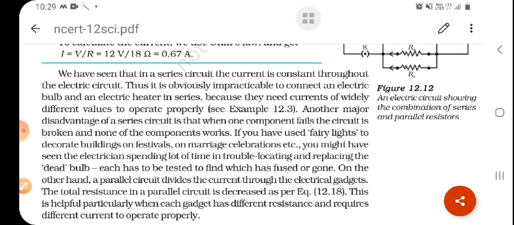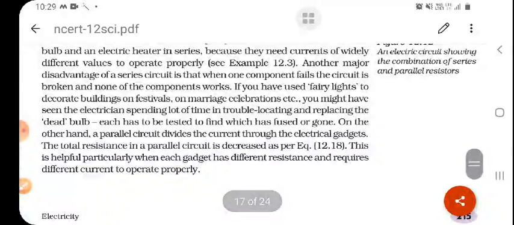Another major disadvantage of series connection is that when one component fails, the circuit is broken and none of the components works. If you use fairy lights to decorate buildings on festivals or marriage celebrations, you might have seen the electrician spending a lot of time and trouble locating and replacing the dead bulb. Each has to be tested to find which has fused.